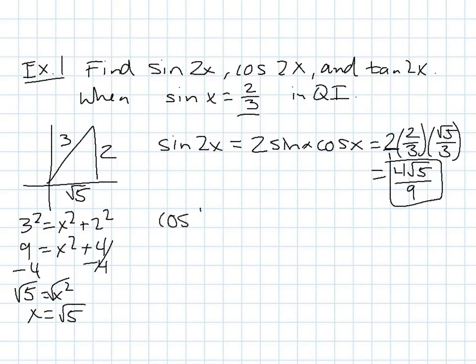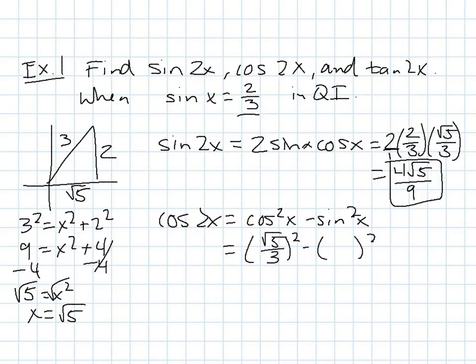And then cosine of 2x. Now here you have 3 identities. You have cosine squared x minus sine squared x, 1 minus 2 sine squared x, or 2 cosine squared x minus 1. It doesn't matter which one you use, so we might as well just use the first one. So cosine squared x minus sine squared x. So here insert your cosine and square it, and the same for your sine and square it. So cosine was square root of 5 over 3, and then sine was 2/3. So squaring those gives me 5 over 9, and then minus 4 over 9. So then that gives me 1/9 for my ratio.